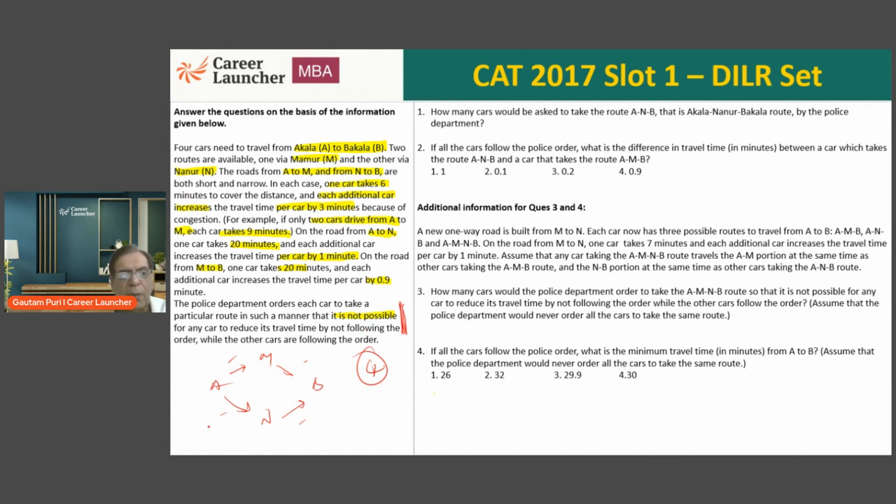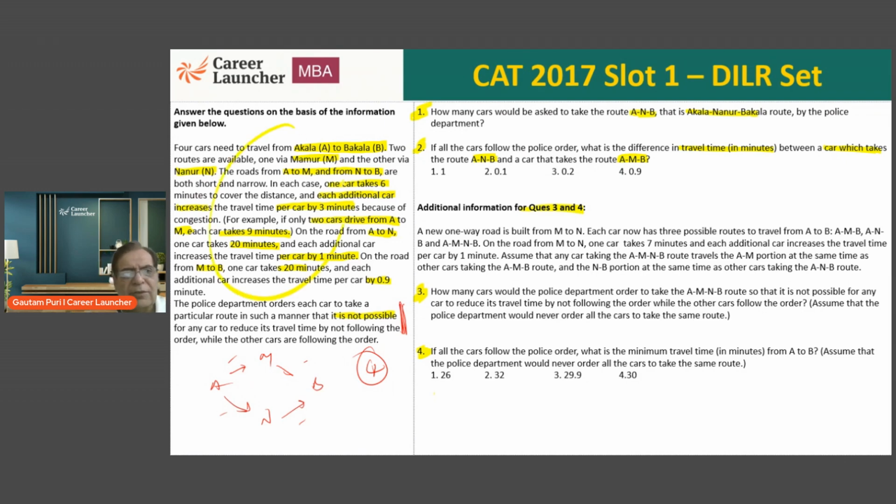Okay. Question number 1, theta. Question number 3, theta. So questions 1 and 3 are theta, while questions 2 and 4 are giving us choices. Let's read the questions. How many cars would be asked to take route A-M-B by the police department? Question 2: if all the cars follow the police order, what is the difference in travel time in minutes between a car which takes route A-M-B and the route A-N-B? Okay. Chalo, we'll come to this.